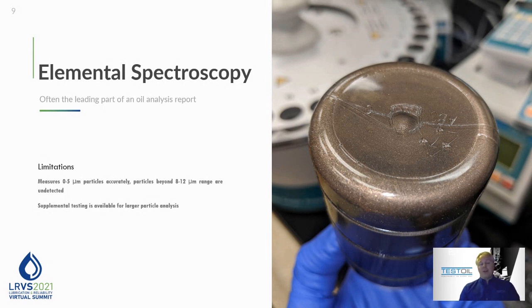Under 5 micron particles are generally where it's targeting. Now, for a lot of people, they think, wow, that's pretty limiting. That doesn't really give me a lot of information. Actually, it does. Because think about this. What does it measure again? Wear metals, additives, and contaminants.